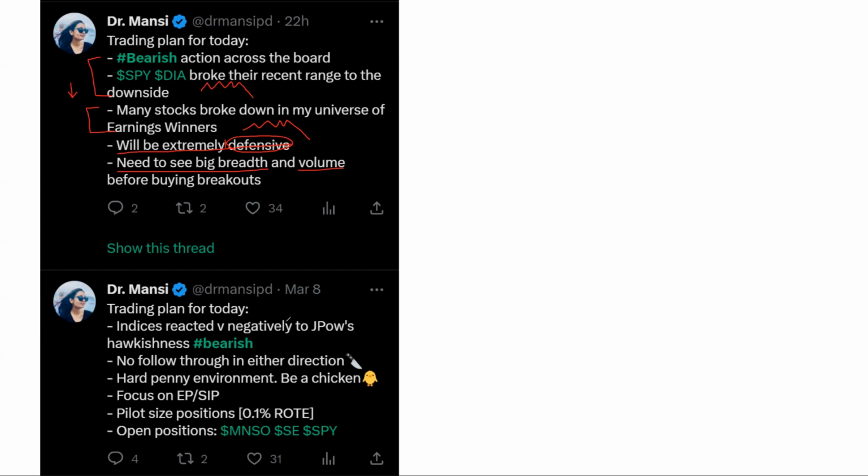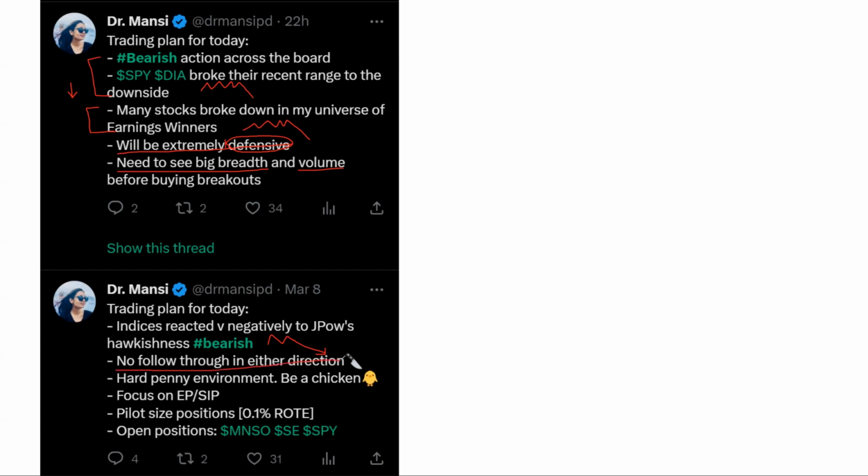Now, let's take a look at another example. So, trading plan for today. Indices reacted very negatively to Jay Powell's hawkishness. So that's bearish. Jay Powell, if you don't know, is the Fed chair of the US and probably the most influential man when it comes to the markets. And I believe he may have had a speech or an FOMC this day. And when the indices reacted negatively, that told me that I should be bearish or defensive.